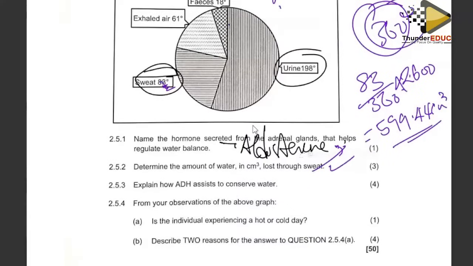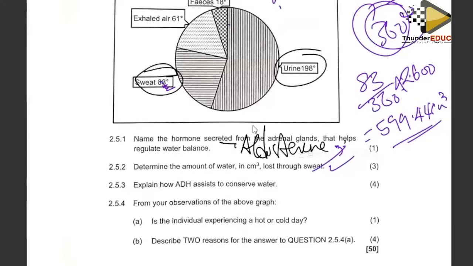Okay, I'm done with this. Explain how ADH assists to conserve water. So how does ADH assist in the conservation of water? You need to first ask yourself, where does ADH do this job from? It does this job from where? In the kidney. All right.